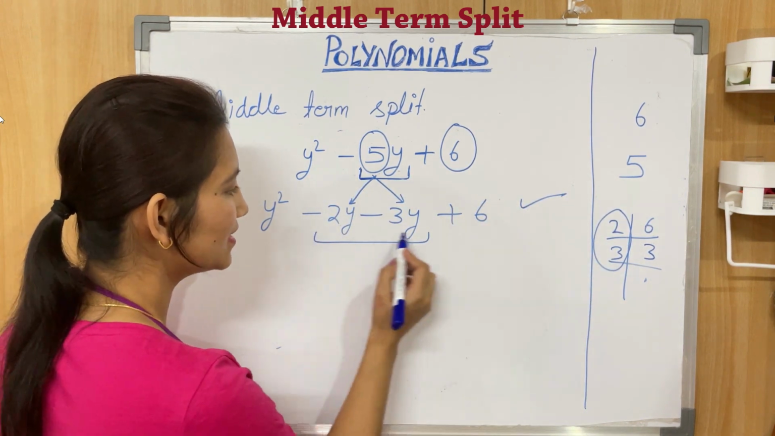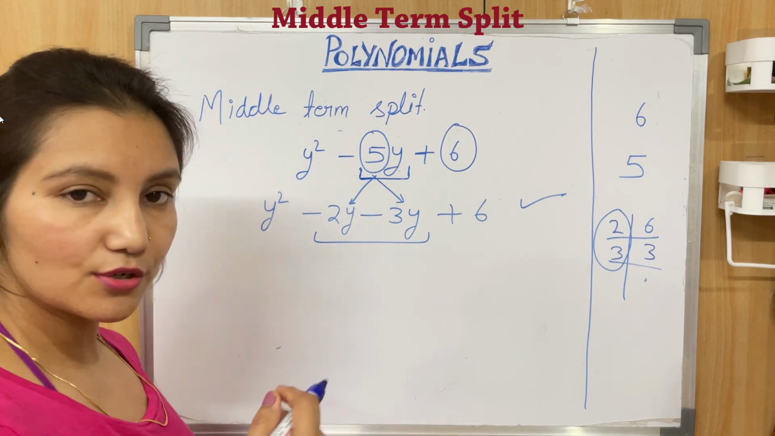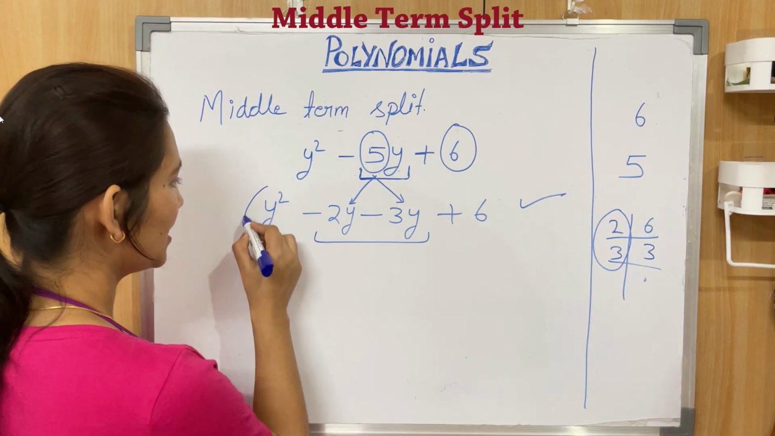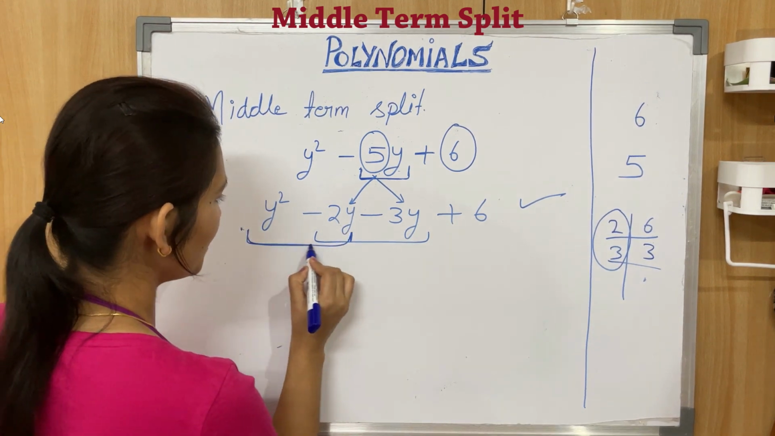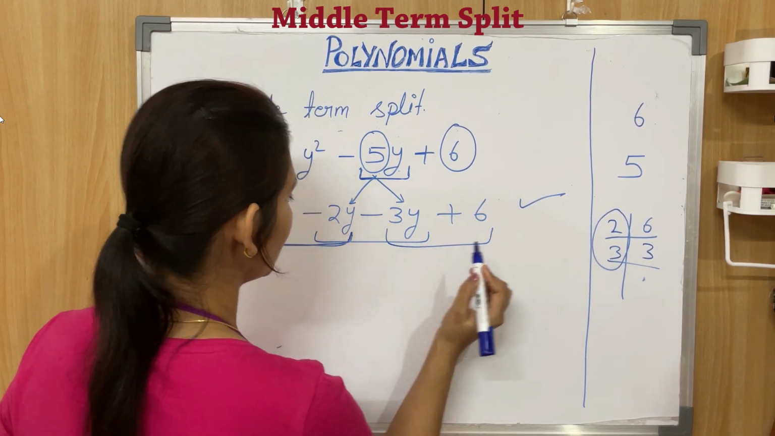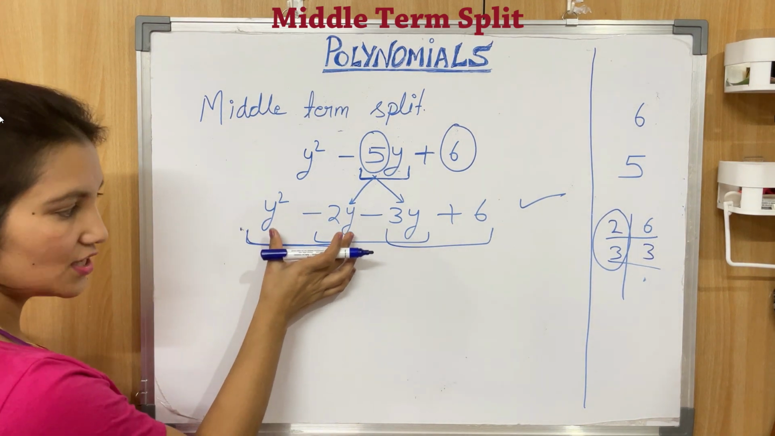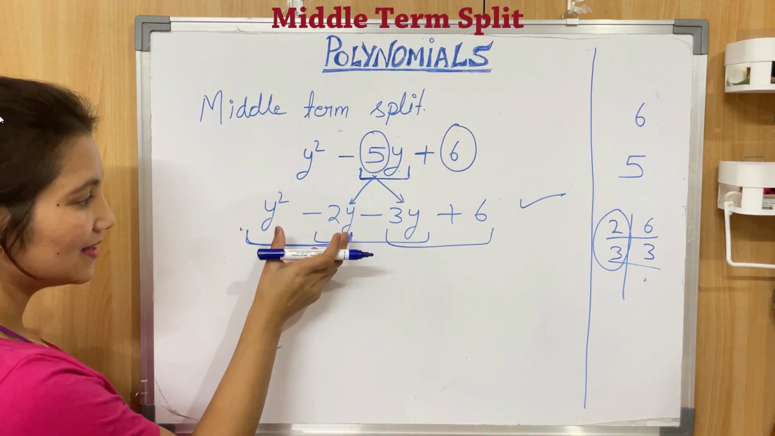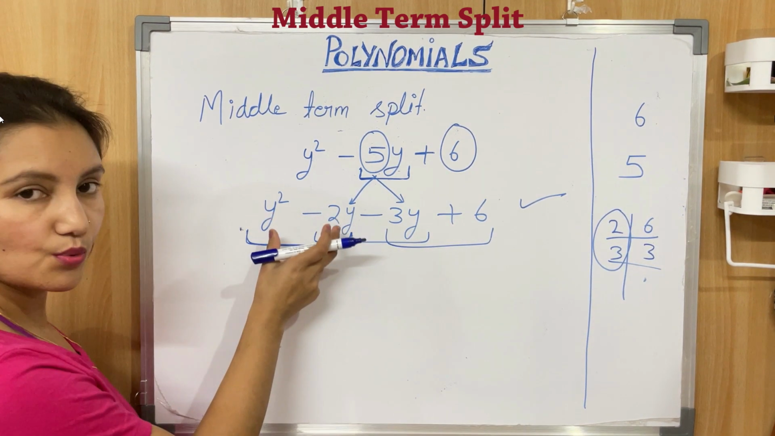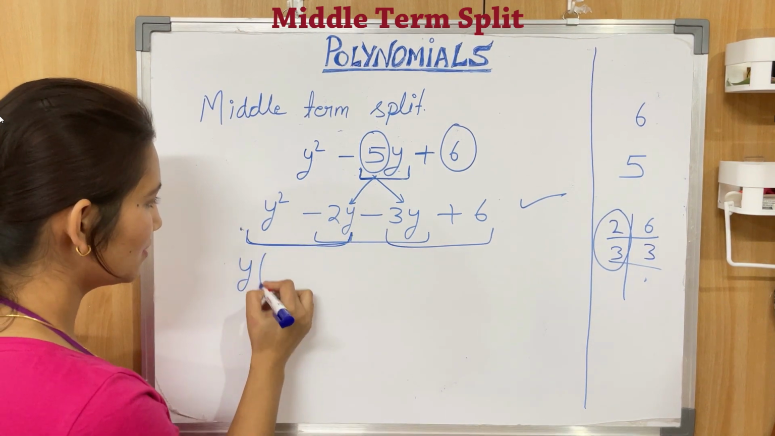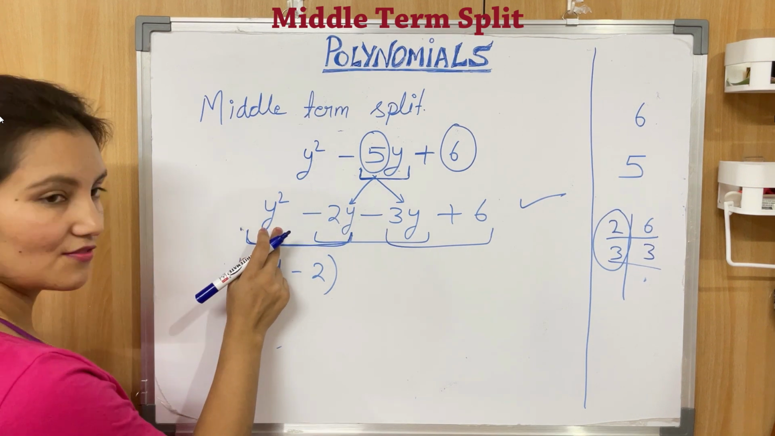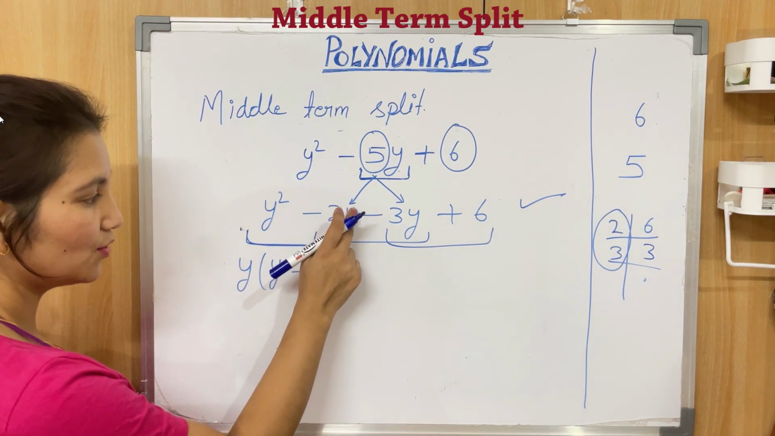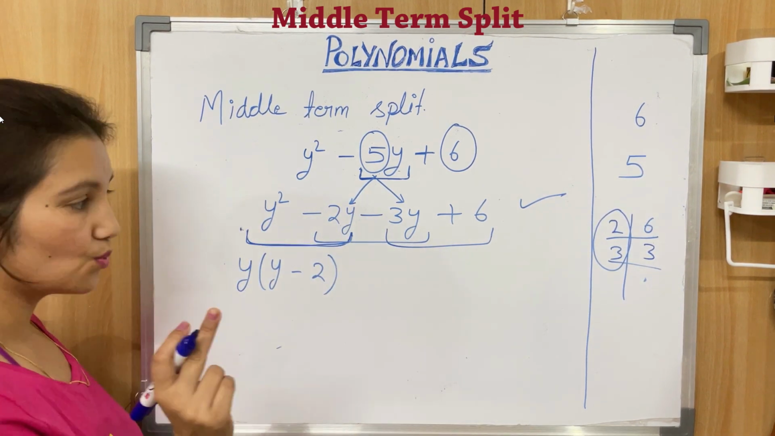Now we have split the middle term. What are we going to do now? Just make pairs: the first pair and the second pair. Now in these 2 terms, you can see y is common. So I'll take the common term y outside and y minus 2 inside, because if you remove y from here, you are left with 2 only.